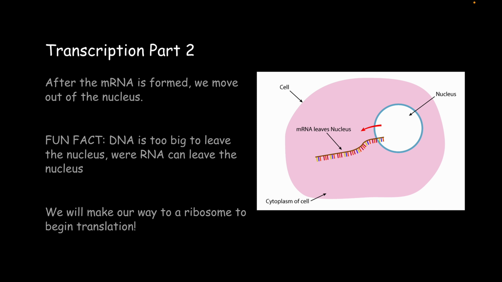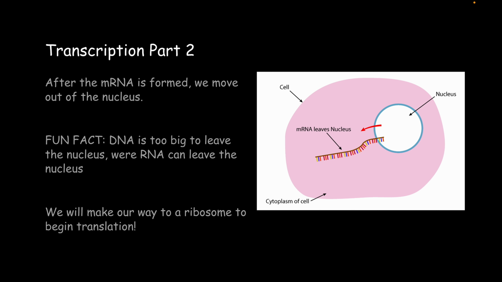And that brings us into part two, where it's going to leave the nucleus. We're actually going to make our way over to the ribosome, which builds proteins, if you remember from the structure of the cell and the organelles in it. An important fun fact to know is that DNA is too big to leave the nucleus. This is why we do the transcription part in the nucleus: the DNA is too big and the RNA can leave through the little holes in the nucleus. So I'd do more research on that on your own if you want to learn more about that.